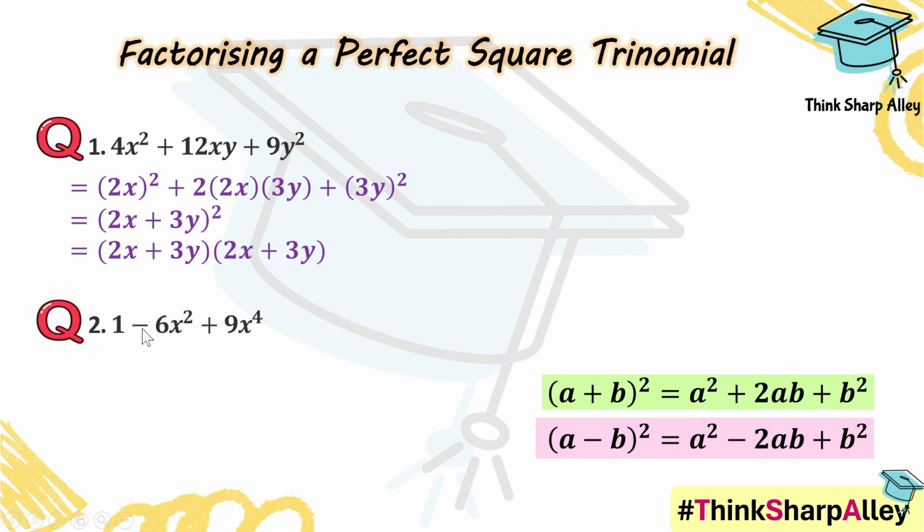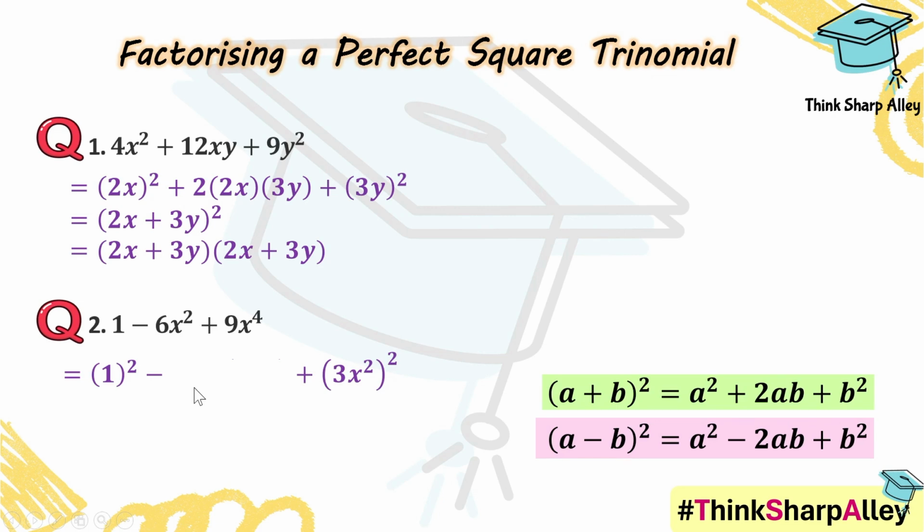Now we have just a minus sign over here, but stay calm. We will just change the sign inside the bracket. So again we identify the two perfect square terms. Again this is the first and the last term. So 1 can be written as 1 square and 9x to the power 4 can be written as (3x square) whole square. Be very careful while writing the powers over here. The powers get multiplied. Okay, so (3x square) whole square.